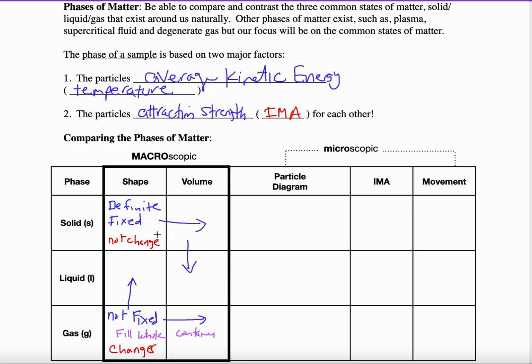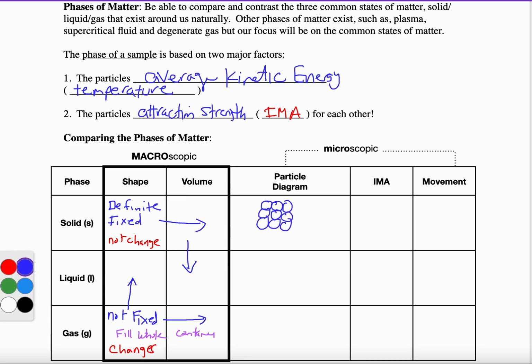Now, the reason that the shape does not change, or it changes based on the container, and the volume remains fixed, or it doesn't, we have to look at the particles at the microscopic level. And we have to be able to draw particle diagrams. So if I was to draw a particle diagram of a solid, each circle represents a particle. So I'm going to draw this. So notice how I'm drawing it.